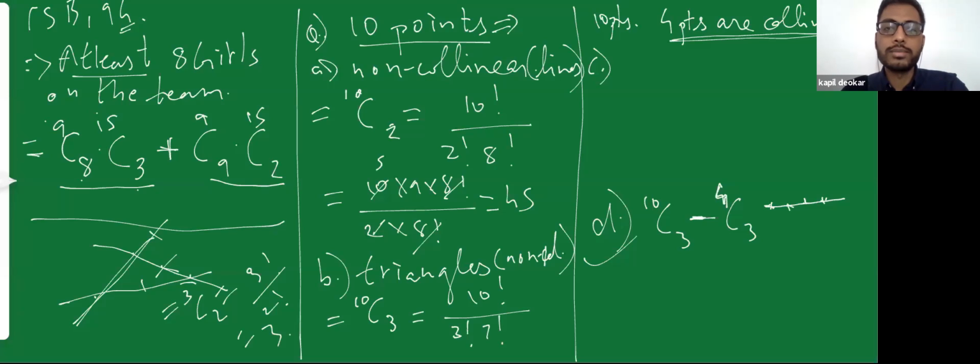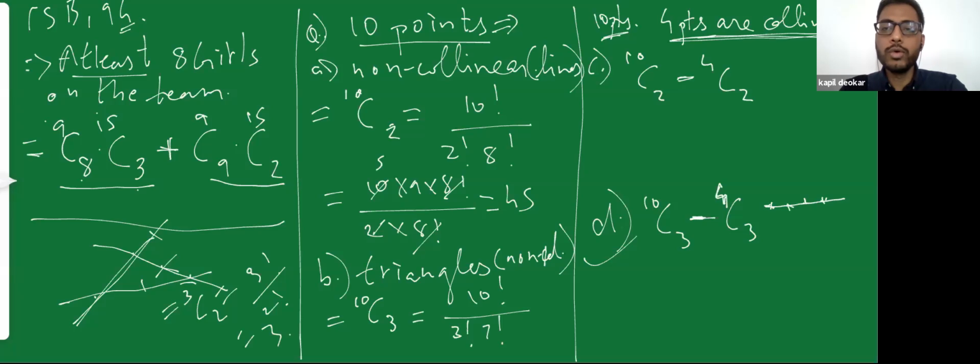How many lines can I draw from 10 points if out of those 10 points, 4 points are collinear? Okay, so I'll first write the number of lines that I can draw from 10 points, which is equal to 10C2. And from that, I will subtract the number of lines that I could draw from those 4 points. So minus 4C2. But this is not your complete answer. Something is missing. What is missing?